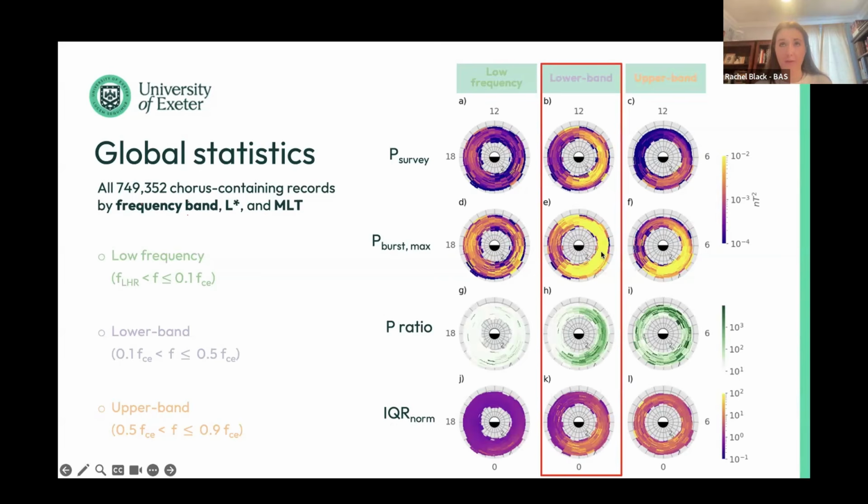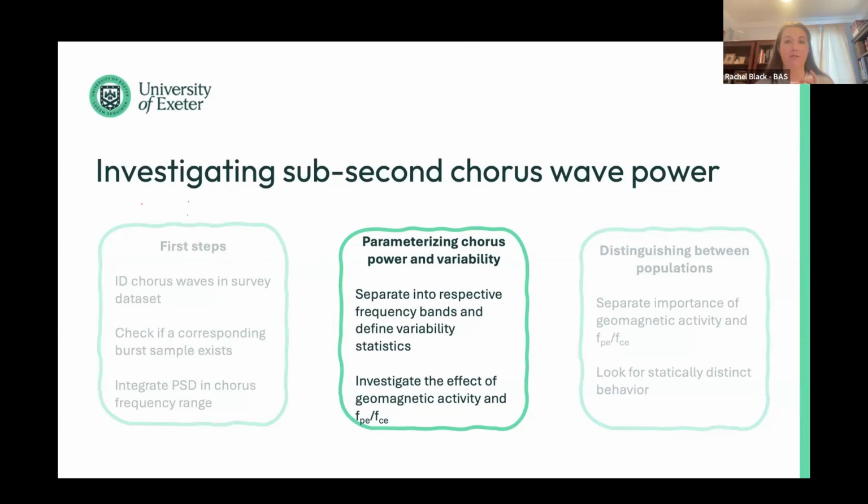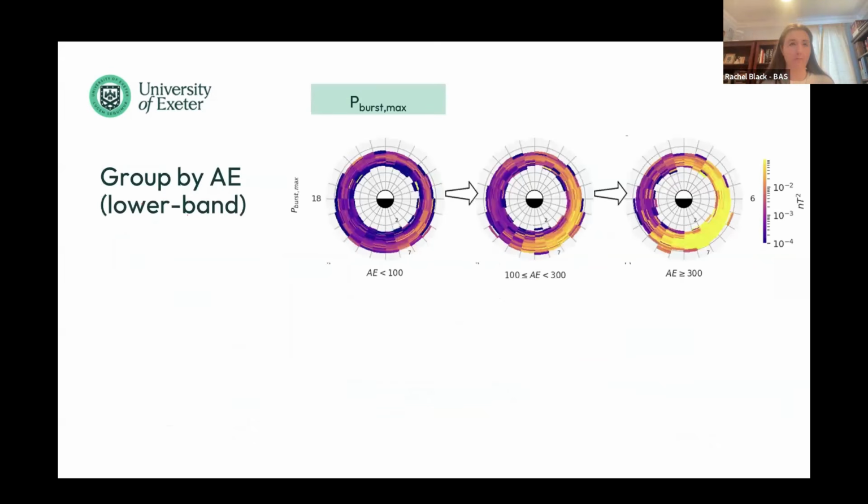So now that we have separated all of our chorus waves into their respective frequency band and defined the variability, we want to investigate what the effect of two different parameters are upon these chorus wave statistics. So firstly, geomagnetic activity by using the AE index and the ratio of the plasma to the gyro frequency.